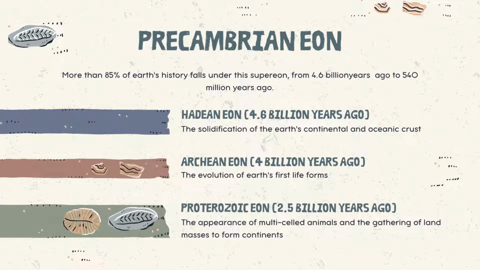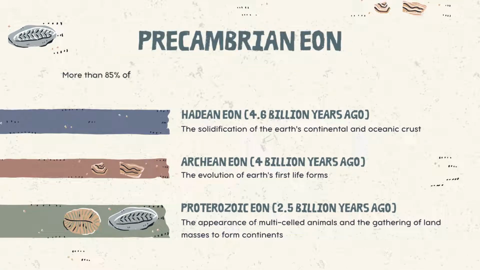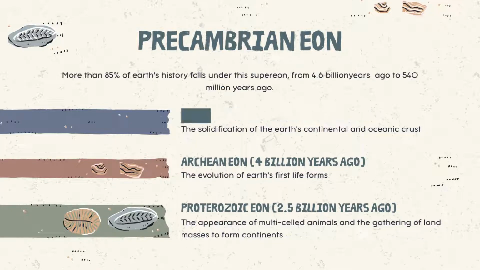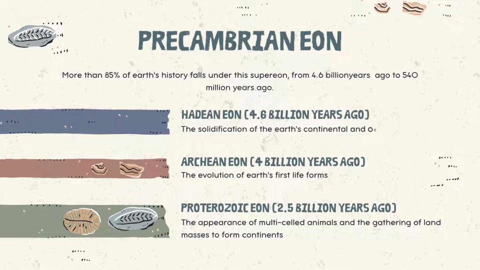Precambrian eon. More than 85% of Earth's history falls under this supereon, from 4.6 billion years ago to 540 million years ago. Hadean Eon, 4.6 billion years ago. The solidification of the Earth's continental and oceanic crust.